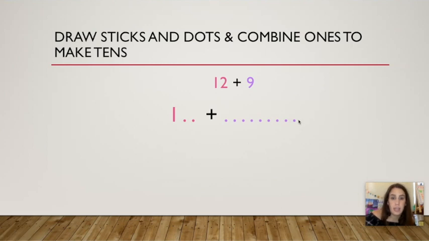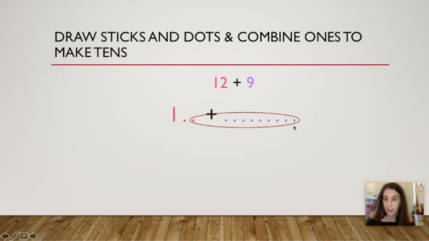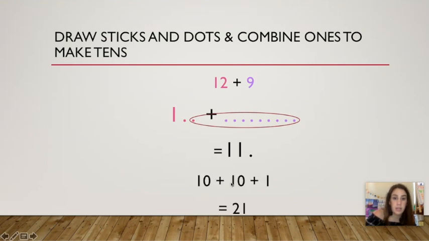So let's see what we can do here. We can combine 1, 2, 3, 4, 5, 6, 7, 8, 9, 10 of these ones to make what? A new 10. So now we have 2 tens and 1 one. 10 plus 10 plus 1 equals 21.